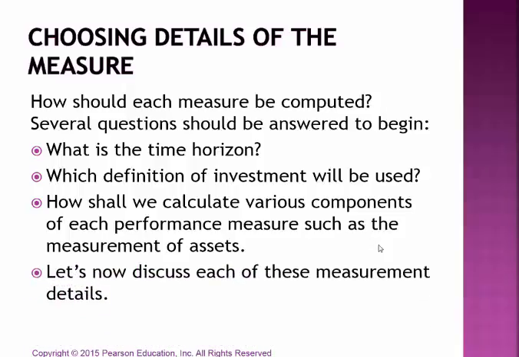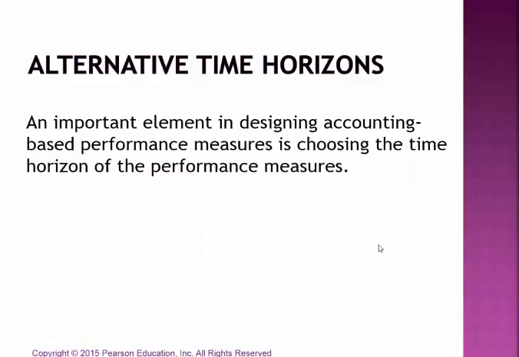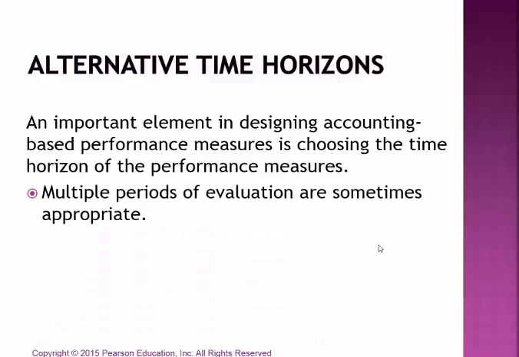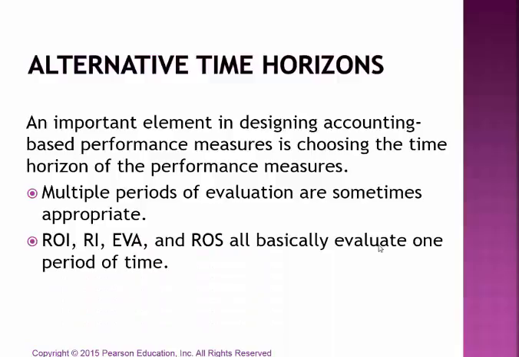All right, so now let's look at each of these measurement details. Again, we've got alternative definitions for our time horizons. We've got to choose the time horizon of the performance measures. Again, multiple periods of the evaluation are sometimes more appropriate. In other words, there's kind of a smoothing effect due to the time that's being involved in the calculation.